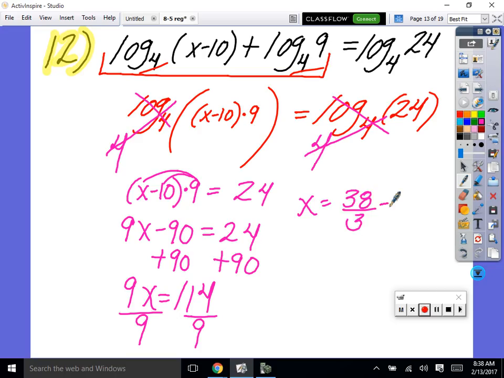But it says round to the nearest hundredth. Okay, anyways, let's do decimal too. Let's do 2 decimal places. So that would be 12.67. This would be how I want your answer. Okay, let's do another one.